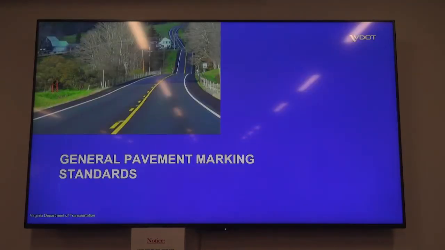So with this first section, we're going to cover some of the general aspects of pavement markings. Some specific topics will include contrast markings. We'll also talk about the appropriate way to do our quantities estimations, and also what the designer's responsibilities are and what the pavement marking manager's responsibilities are.